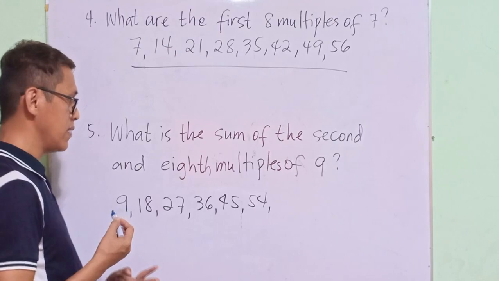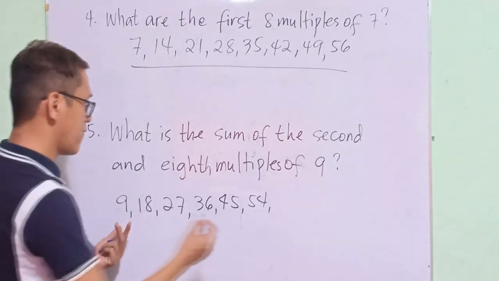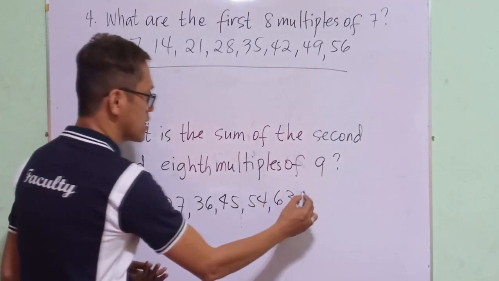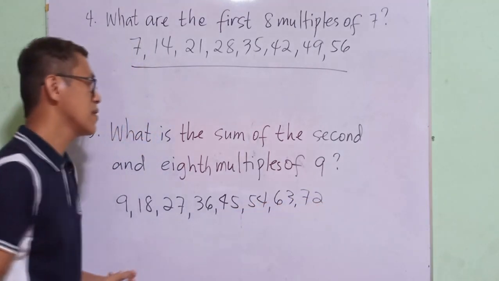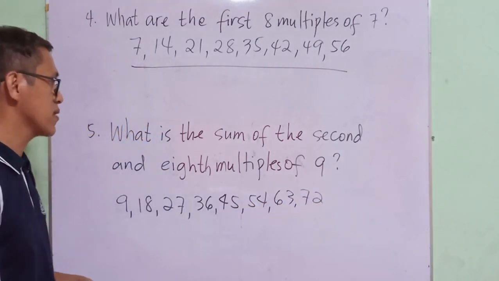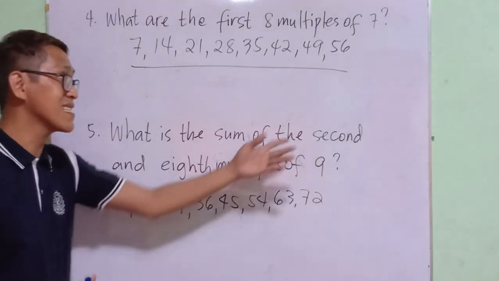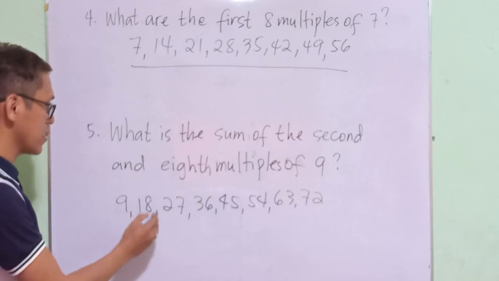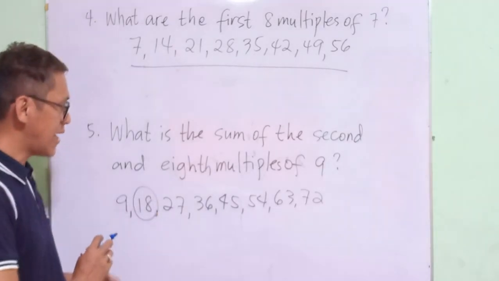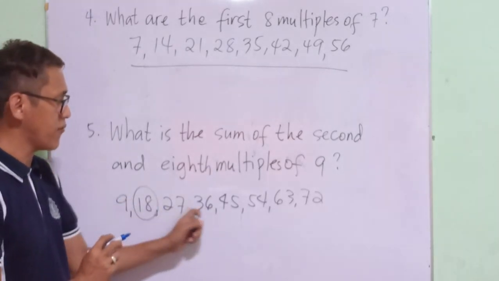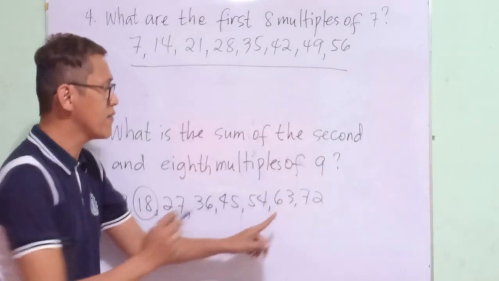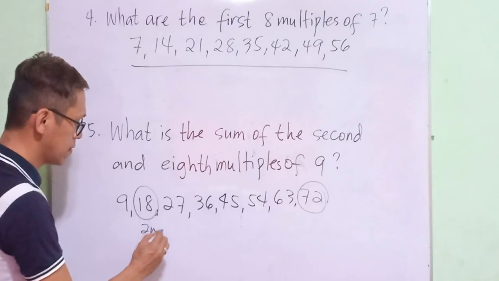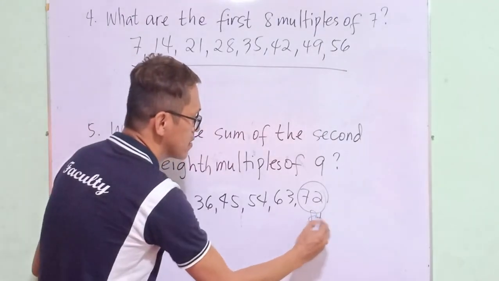So we have 1, 2, 3, 4, 5, 6. We need 2 more. So next is times 7, which is 63. And finally, times 8, which is 72. Now we have 8 multiples of 9. So we get the second and the 8th only. So the second multiple is 18. And the 8th is first, second, third, fourth, fifth, sixth, 7, 8, is 72. Again, this is the second, and this is the 8th.